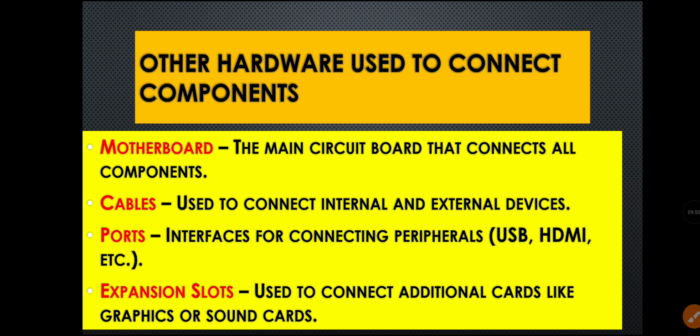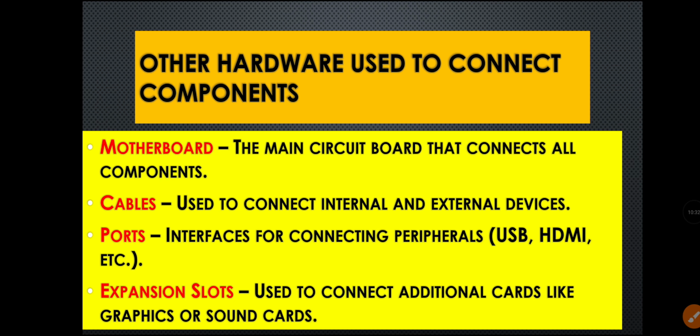So other than these buses, what are the other hardware components used to connect components? The other hardware are the motherboard, cables, ports, and expansion slots. What is a motherboard? The motherboard is the main circuit board that connects all components. We should remember the main circuit board is the motherboard, which connects all components of the computer system. Next, cables. Everybody knows the meaning of cables. Cables are used to connect internal and external devices.